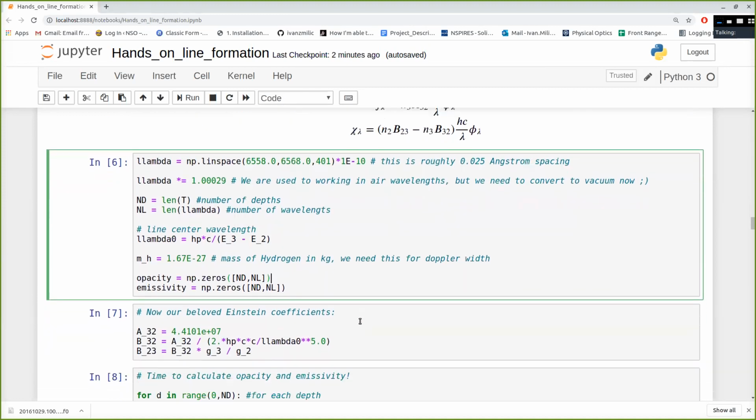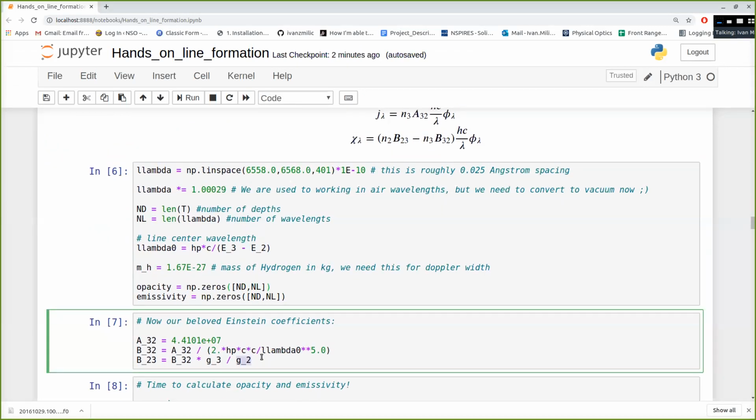Okay, and also before calculating opacity and emissivity, I'm going to calculate the Einstein coefficients. The way I did this is I went on the NIST webpage and found the Einstein coefficient for spontaneous emission, which is 4.4 times 10 to the 7. Remember that I told you for most of the lines it's something between 10 to the 5 and 10 to the 8. So H alpha is a relatively strong line. This is a relatively high value for the Einstein coefficient. And then from that, I'm calculating the Einstein coefficient of stimulated emission and the Einstein coefficient for absorption.